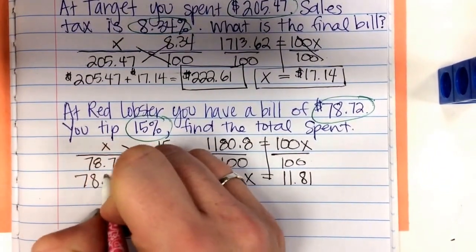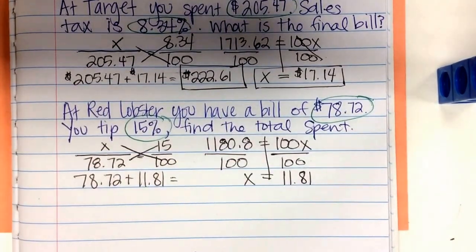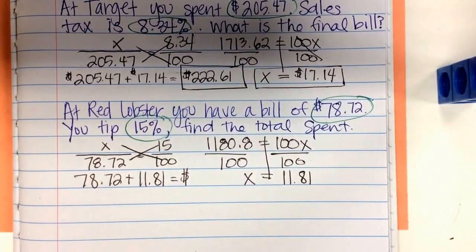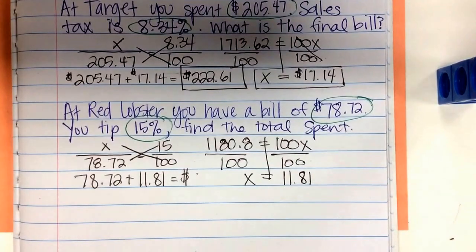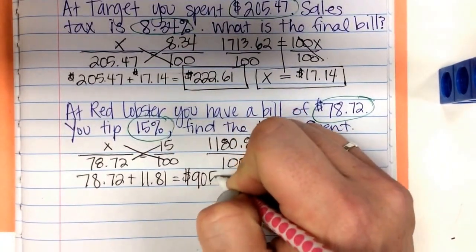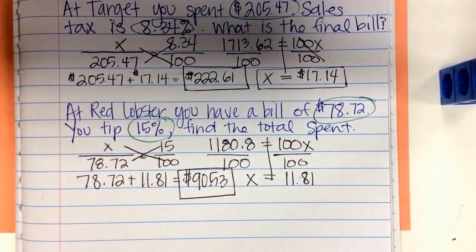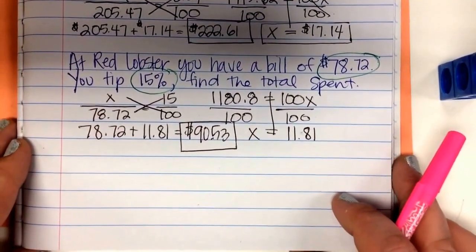You add that to my beginning total. That's how much I leave as a tip. $78.72 plus $11.81. What? Huh? 78.72 plus 11.81. $90.53. Is that right? So you just put 1 instead of 11?